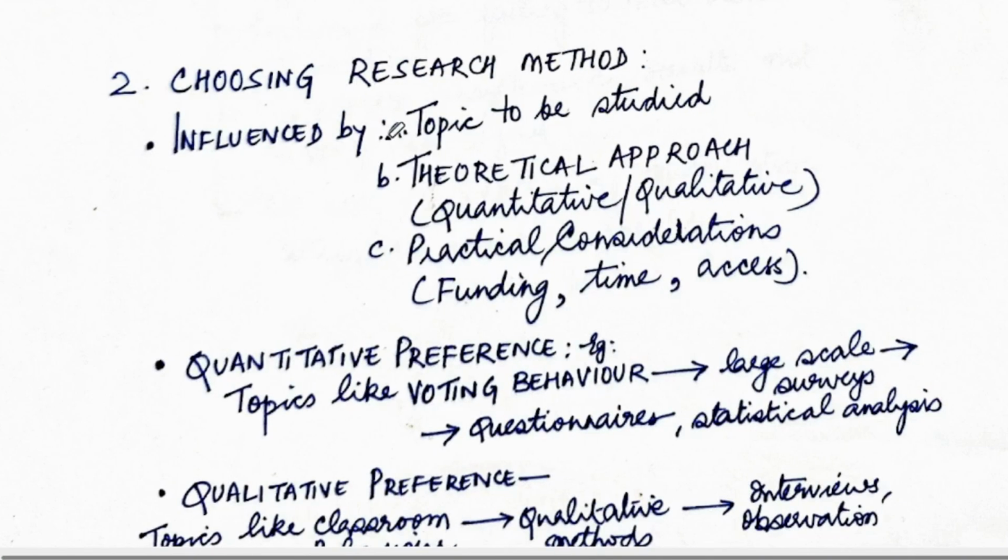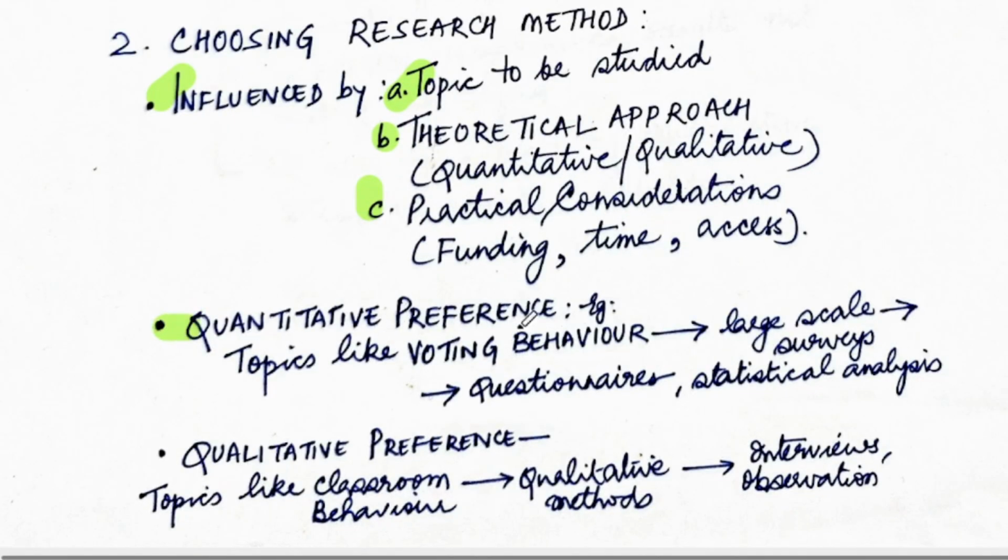Now we come to how we choose a research method. Choosing the research method is influenced by the topic to be studied. Of course, because the problem will decide the tool. Second, theoretical approach. What theoretical approach are we taking? The positivists prefer numbers to find patterns, whereas interpretivists prefer meanings and lived experiences. Then third, very important, the practical considerations of funding, of time, of accessibility.